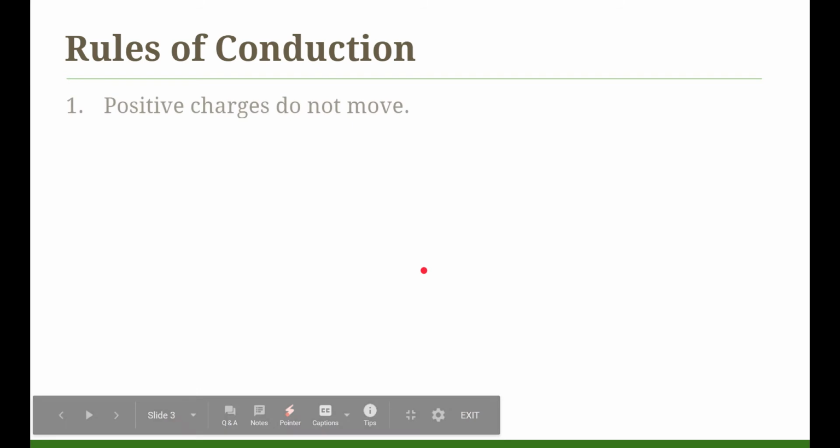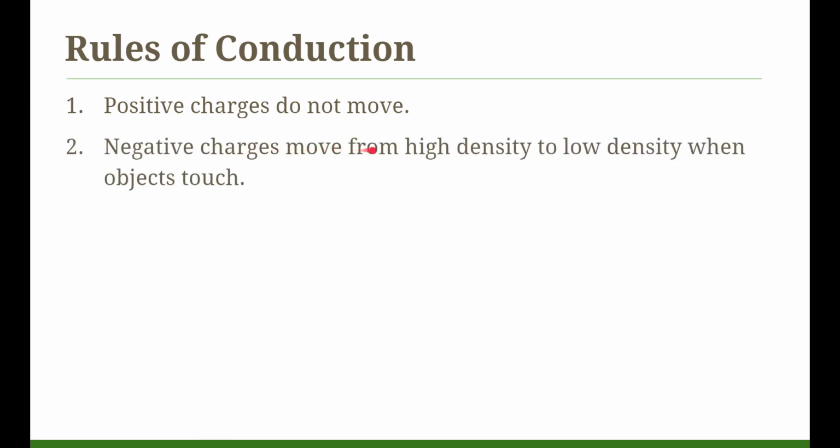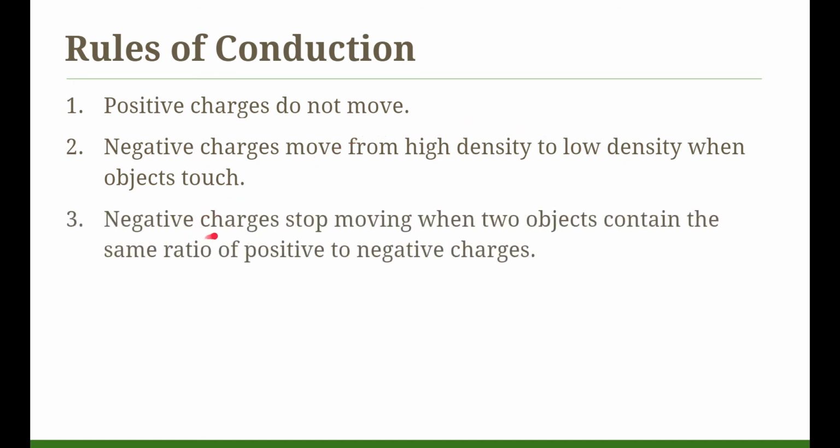So the rules of conduction are as follows. Positive charges do not move. So same as yesterday, positive charges will never move. It will be the negative charges that move, and they will go from an area where there are a lot of negative charges, the higher negatively charged object, to an area with low negative charge density, so just fewer negative charges. Negative charges will stop moving when two objects contain the same ratio of positive to negative charges, or another way to say it, when they have the same net charge, and we'll see examples of this in a second.